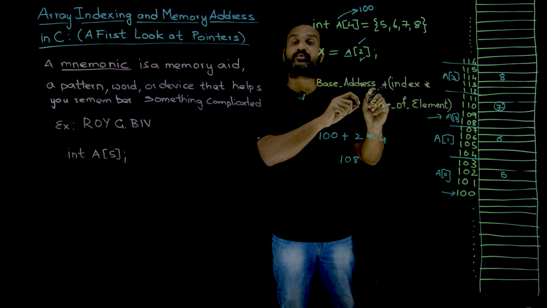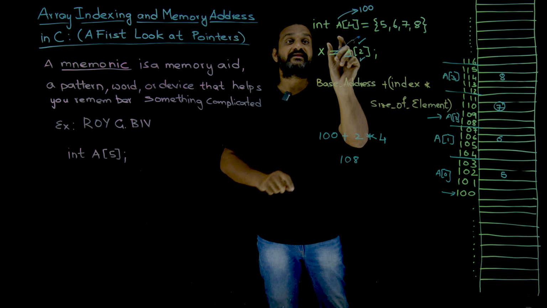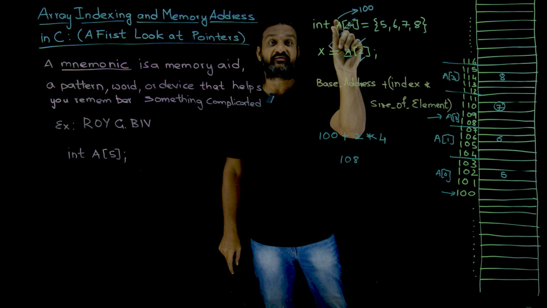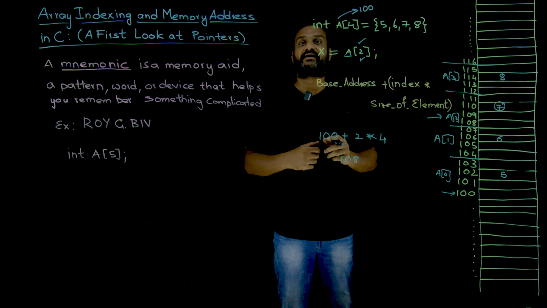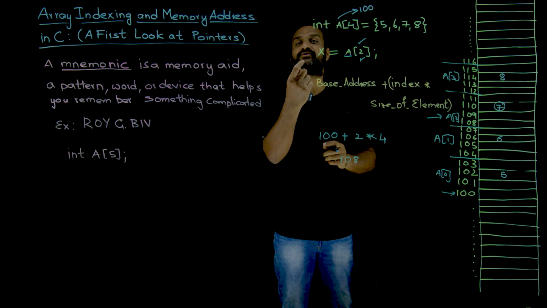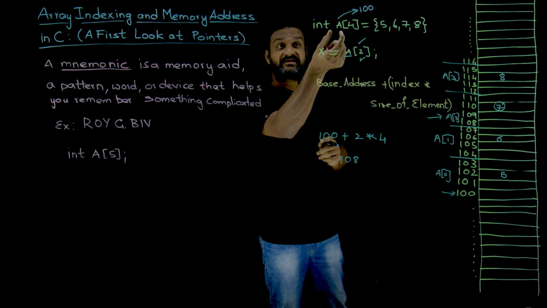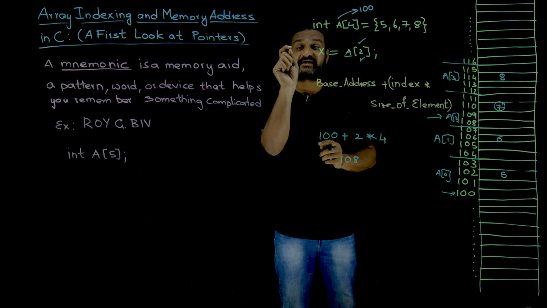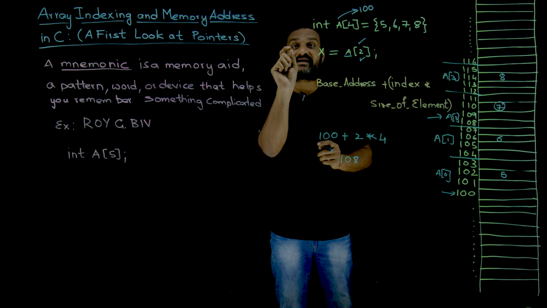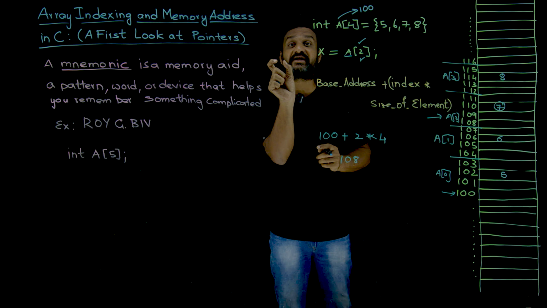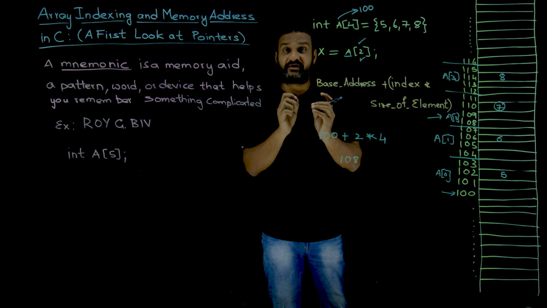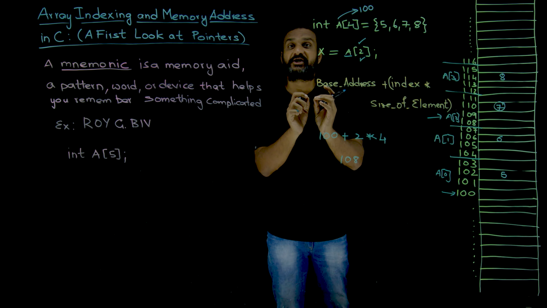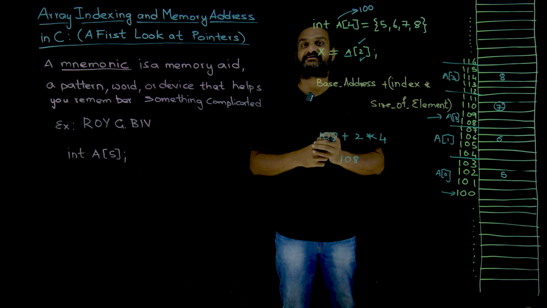The very important point you need to understand is that the name of the array is a mnemonic. The name of an array is the starting address of the first element in the array. This is very important to understand. And this is the first time you are understanding that a variable name is a memory location. So this is where we are introduced to a very important concept of the C programming language, which is pointers.